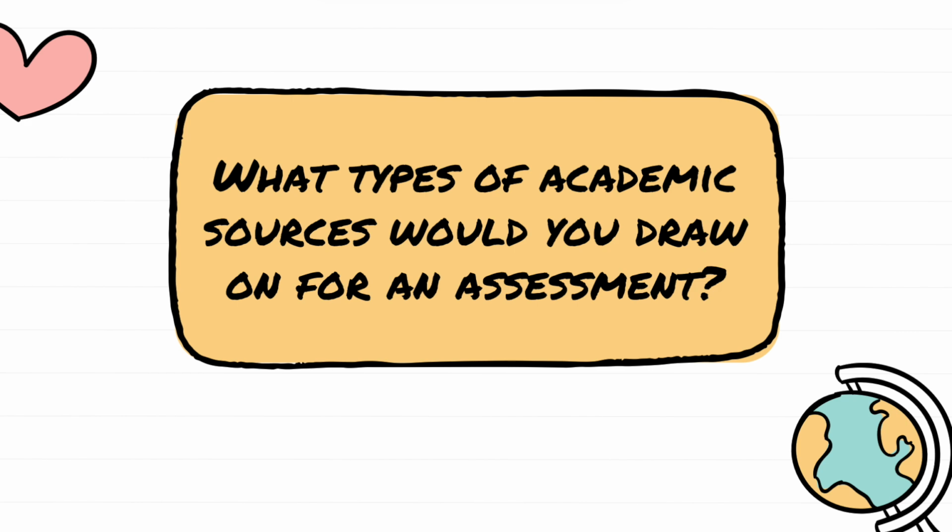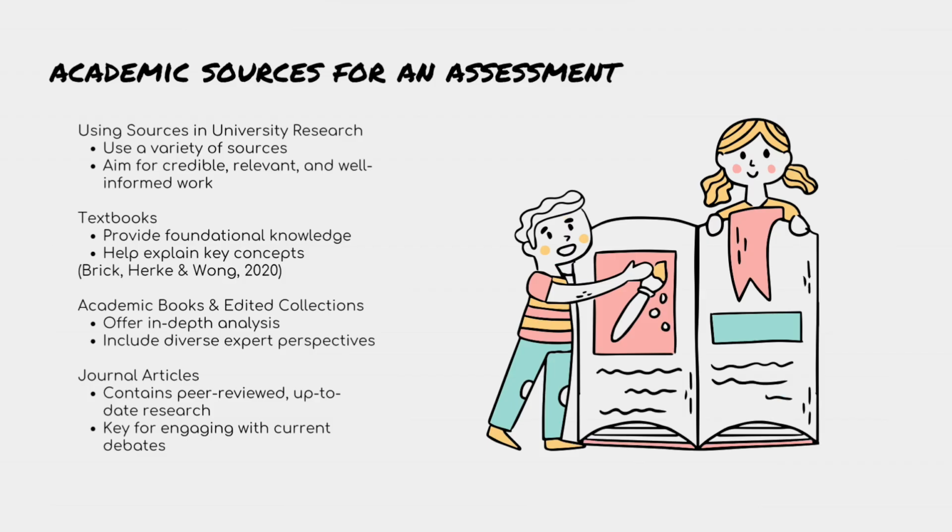Now that we've established what an academic source is, we can answer, what type of academic sources would you draw on for an assessment? When researching for an assessment, students at university level need a variety of sources that can help them make the work credible, relevant, and well-informed. This includes textbooks, which enable students to understand key concepts as students are provided with foundational knowledge.